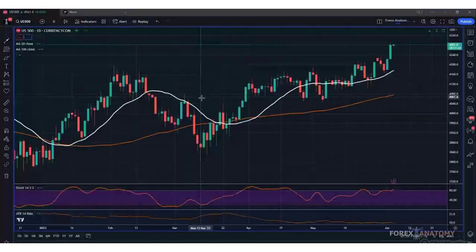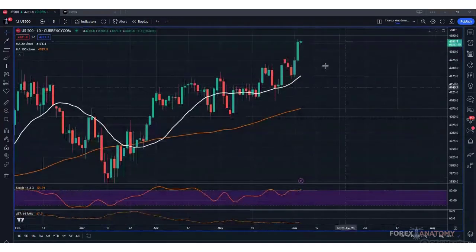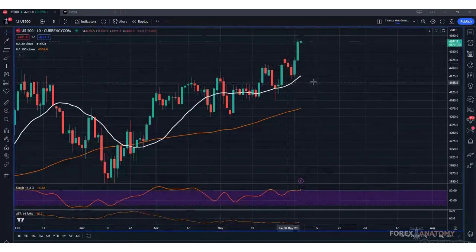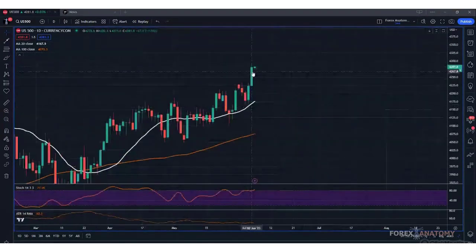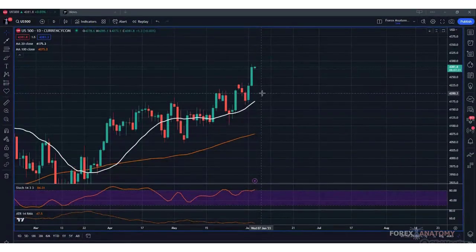We just go there, and we can see that the US 500, compared to where it opened, is not too far from where it opened. It's still positive, but you can tell that it's limited. It's sort of around its opening range.